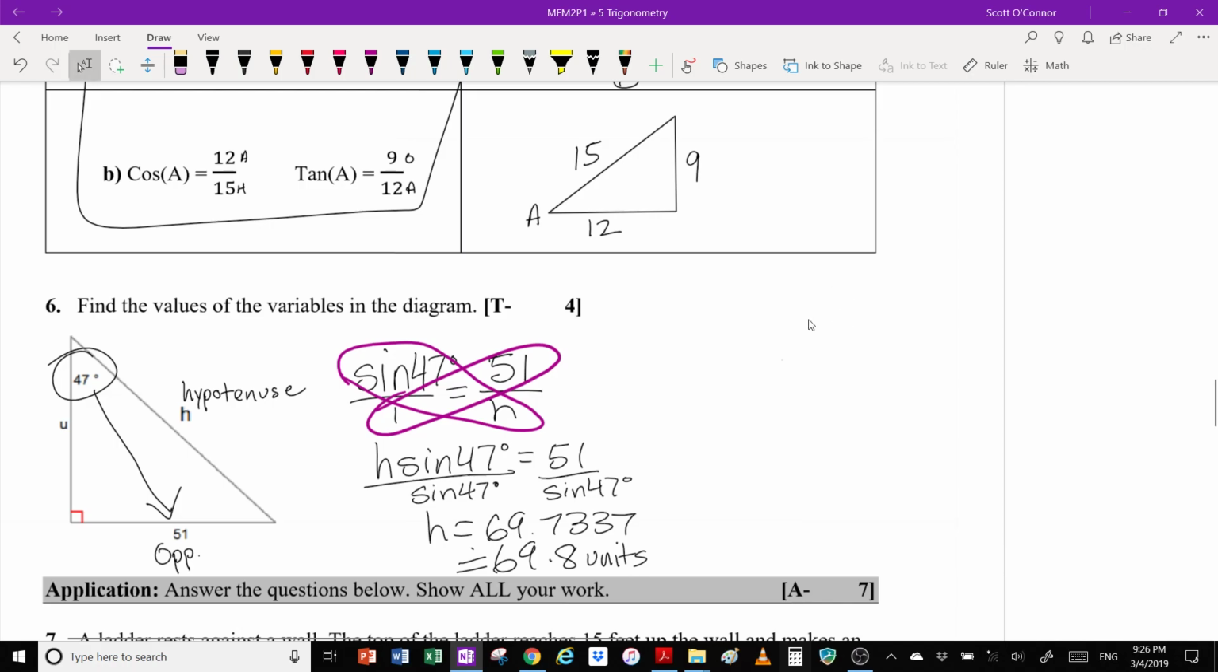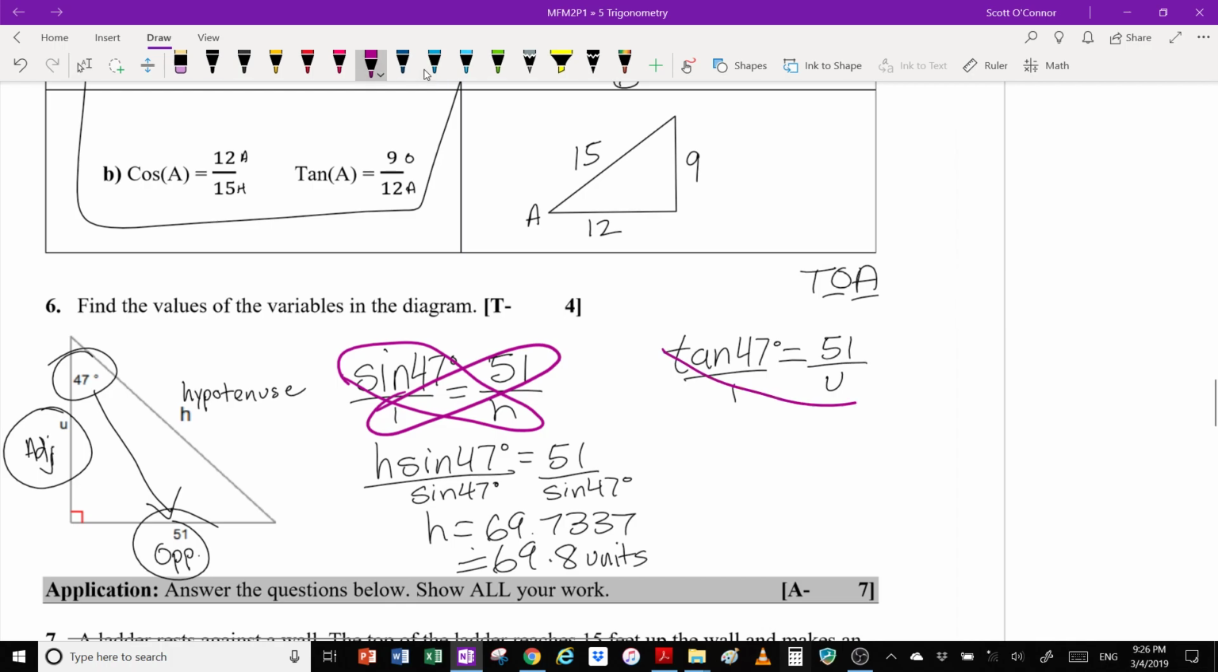All right, now I can solve for u, and again, I can use the same angle, and just think now this is the adjacent side. And now I'm going to use adjacent and opposite, because I know this opposite, and I'm trying to find the adjacent. Which trigonometric ratio uses opposite and adjacent? TOA does opposite and adjacent. So I'm going to say tan 47 degrees over 1 is equal to 51 over u.